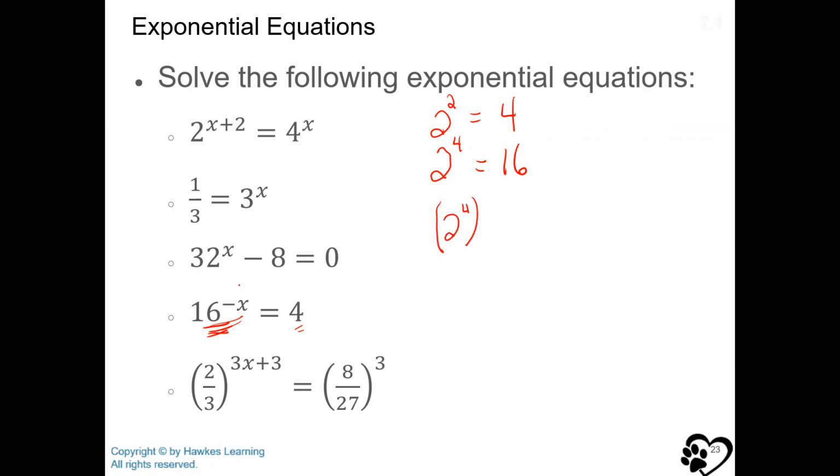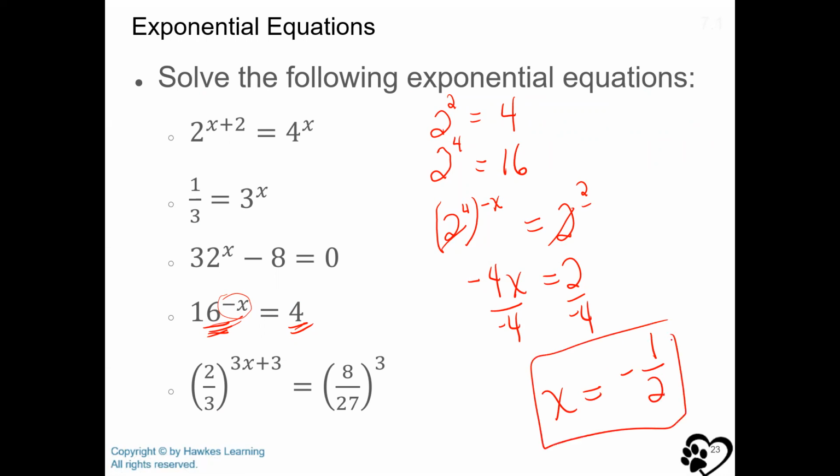But then we got to multiply -4 times -x. And we're rewriting 4 as 2 squared. So since my bases match now, I can drop them. So I have 4 times -x is -4x equals 2. I want to solve for x by dividing both sides by -4. So 2 over -4 is the same thing as -1/2. And that's what x equals.